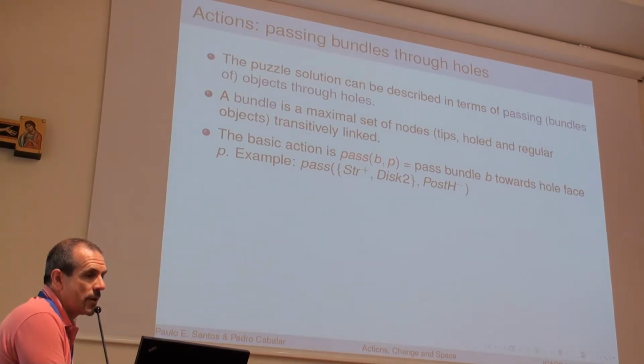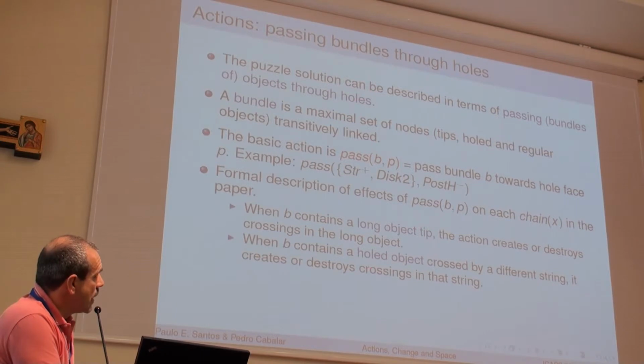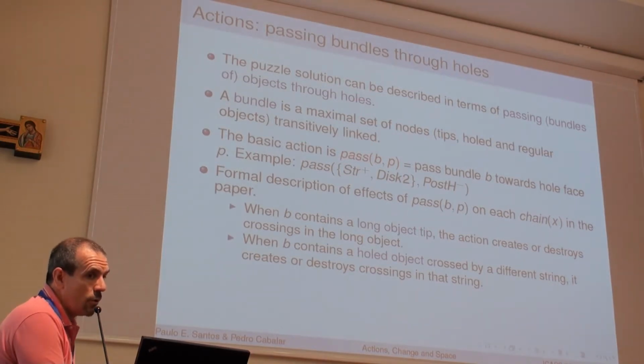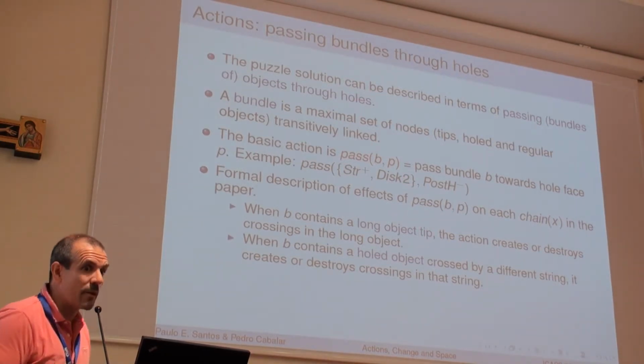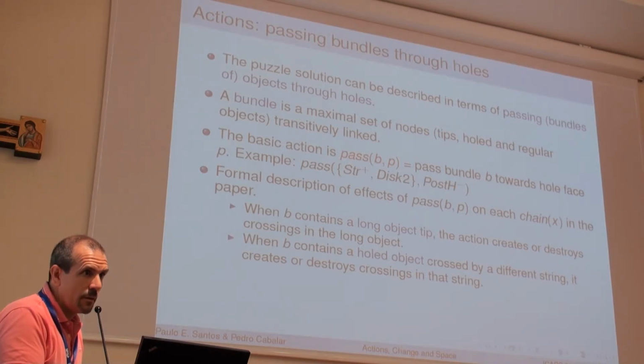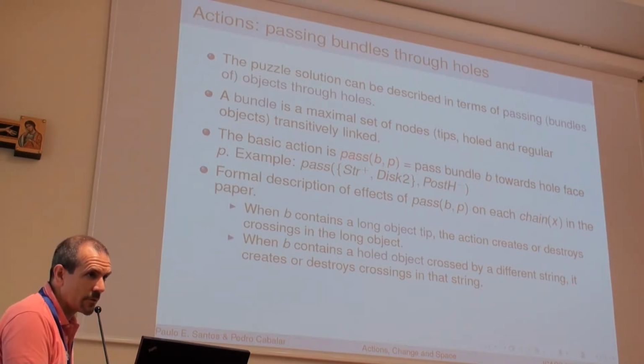If the bundle contains a tip, you create a new crossing in the long object of that tip, right? And if the bundle contains a hole object, this hole object may be crossed by another string, then you will generate crossings in that string. I will just show it with a pair of diagrams, better than with formal representation.